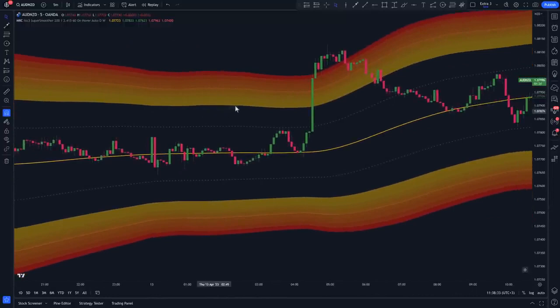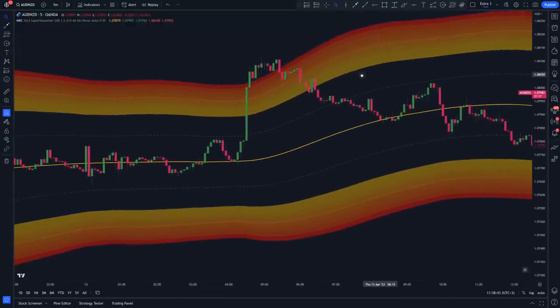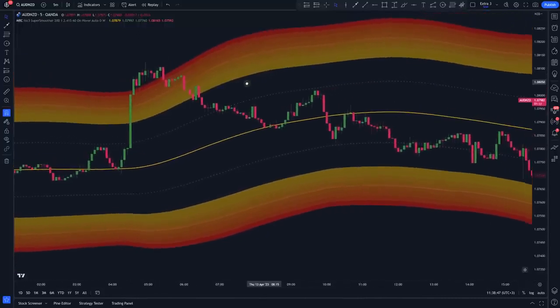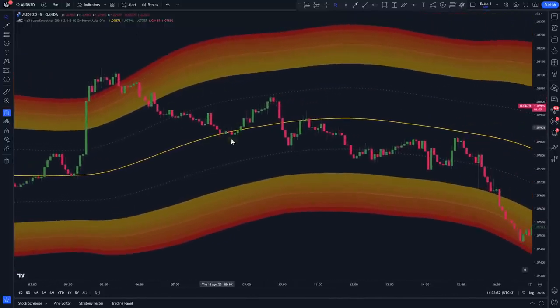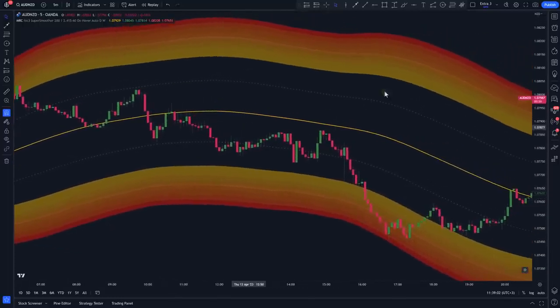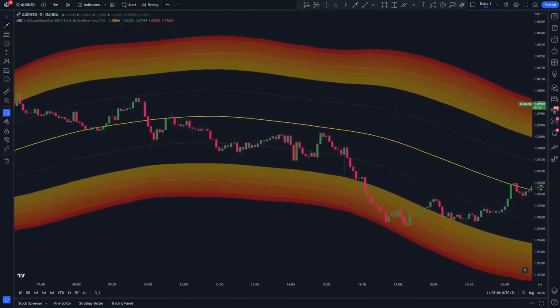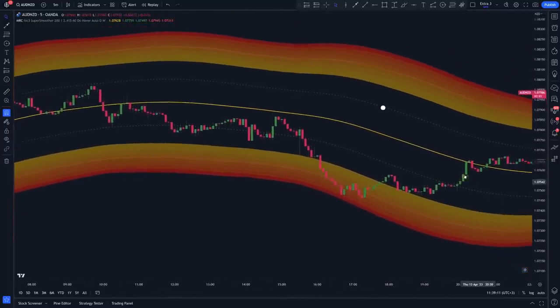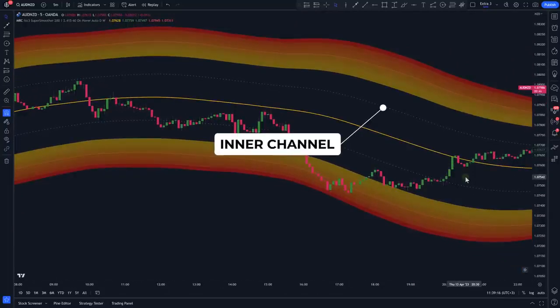The mean reversion channel is a tool developed on the principle of the mean reversion theory, which stipulates that price tends to return to its average over time. This tool is designed to provide you with a visual guide to identifying certain critical areas in the price chart as follows. First, these dotted lines are called the inner channel.